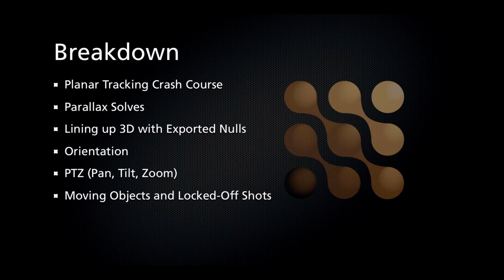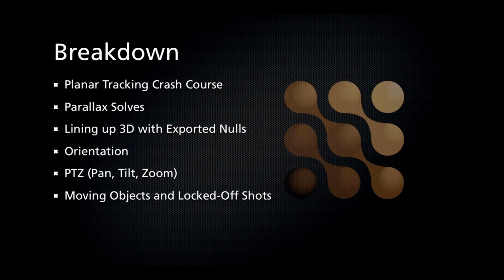Then we're going to cover the Parallax solves and just talk quickly about why we need to do different things with Parallax solves and how to line up those solves in 3D with the exported nulls. We're also going to look at orientation, and this has been a big thing recently with a great script by Matthias Moll, called Orient World in After Effects. And I'm going to show you a manual technique in Cinema 4D as well to just make sure those nulls are where you want them.